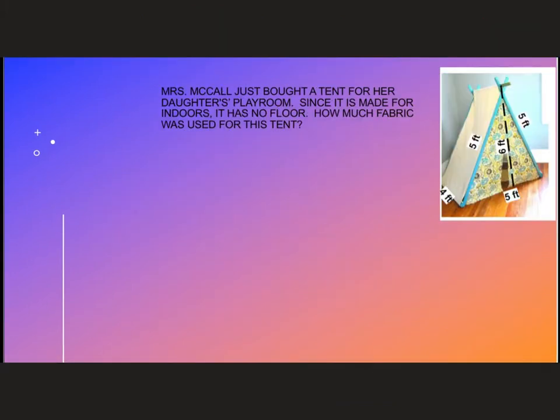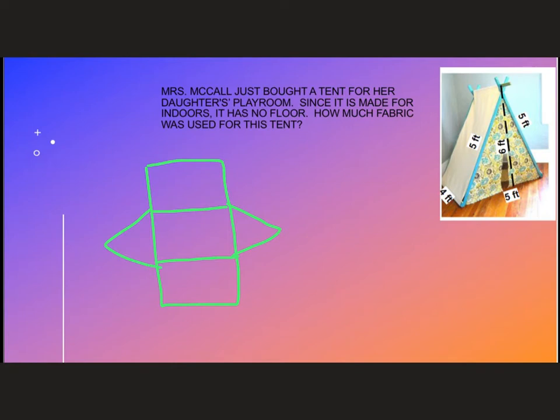Alright, Miss McCall just bought a tent for her daughter's playroom. Since it was made for indoors, it has no floor. How much fabric was used for this tent? First things first, let's figure out what shape I'm actually looking at. I can see it has a base of a triangle right there, and then my sides are rectangles. So two bases that are triangles with sides that are rectangles, that is a triangular prism. So I have three sides here and two bases. Okay, so there's my triangular prism.